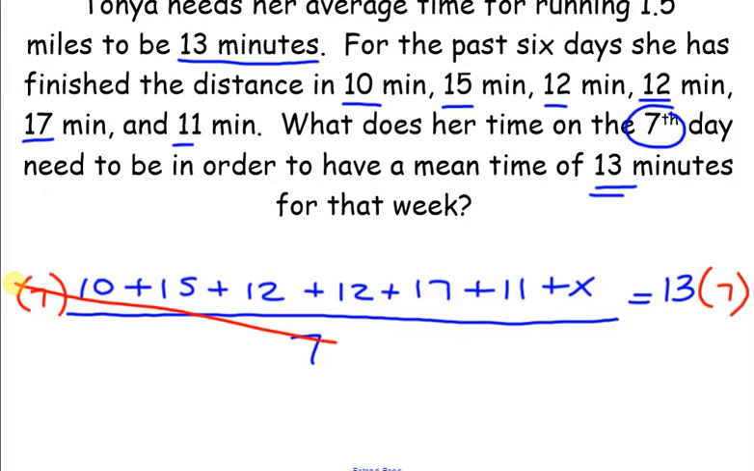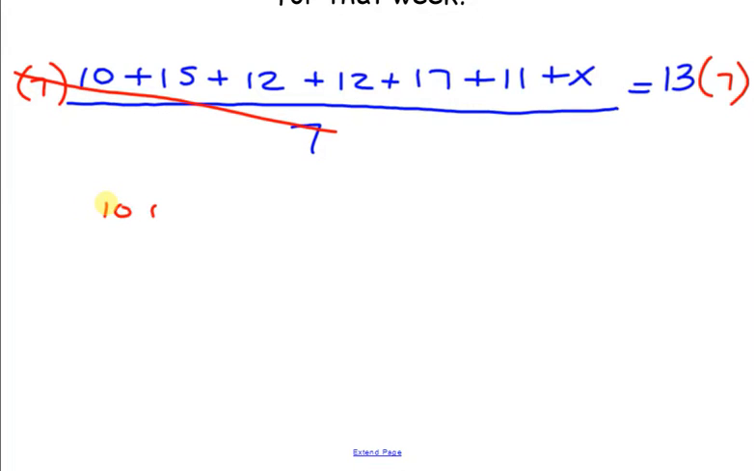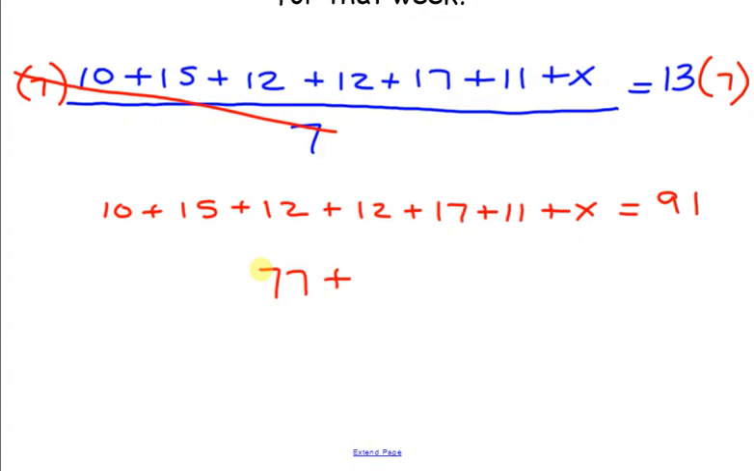These guys are going to cancel out, and we're left with 10 plus 15 plus 12 plus 12 plus 17 plus 11 plus x equals, and 13 times 7 is going to be 91. Now let's go ahead and combine all of these. So 10 plus 15 plus 12 plus 12 plus 17 plus 11. That's going to be 77 plus x equals 91.